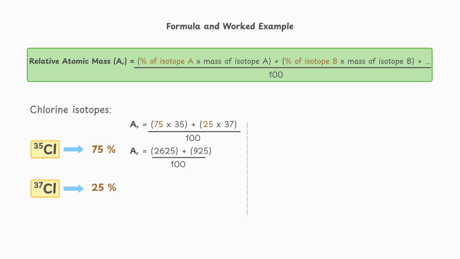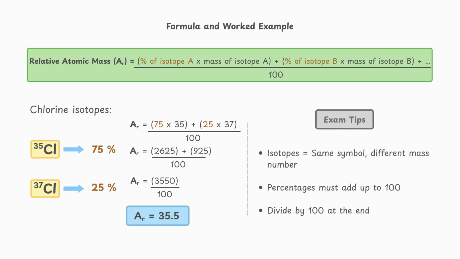Next, add them together. 2,625 plus 925 equals 3,550. Finally, divide by 100. 3,550 divided by 100 equals 35.5. So the relative atomic mass of chlorine is 35.5. This explains why values in the periodic table are often decimals, not whole numbers.